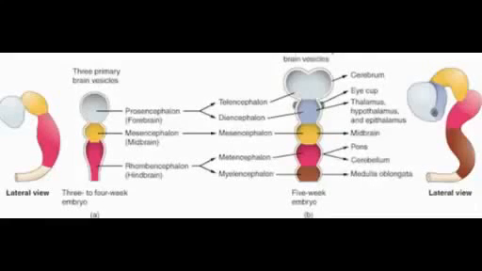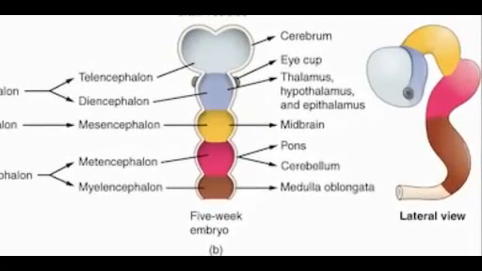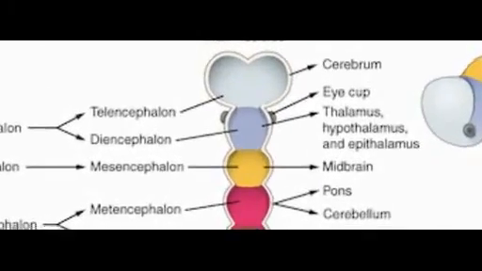Okay, then the next one you see is 4 weeks of the embryo. Again, different parts of your brain are represented. And when you go to the last part of that picture, you see where the border is between yellow and blue. From the blue part originate the thalamus, hypothalamus, and epithalamus. This is your diencephalon in your brain. So remember the border between your middle brain, the mesencephalon, and diencephalon. From there originate the thalamus, hypothalamus, and epithalamus.